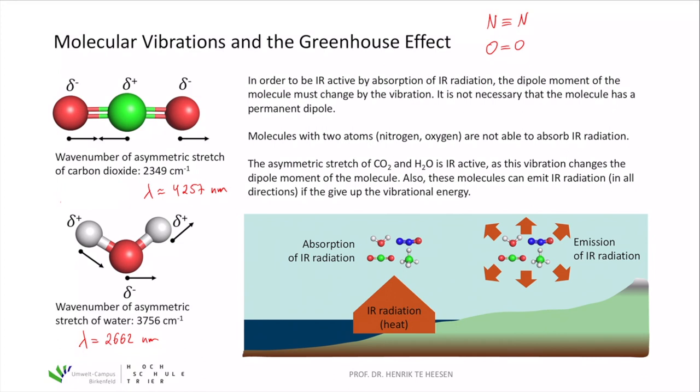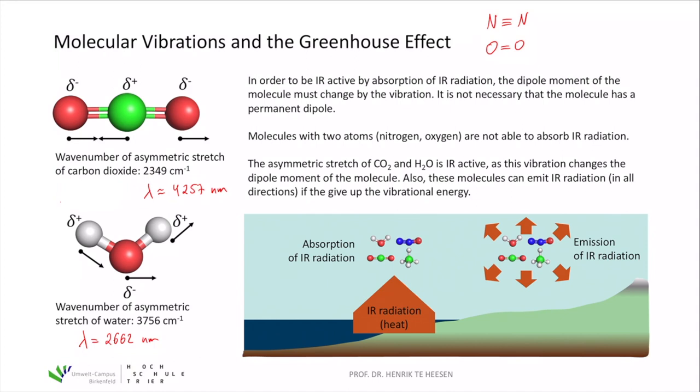So most of the atmosphere consists of molecules with just two atoms. Then we have argon, so just one atom. This also cannot contribute to IR radiation absorption. So most molecules of the atmosphere cannot contribute to this absorption and cannot contribute to the greenhouse effect. Just the trace gases like carbon dioxide, like water vapor, of course, we have methane and nitrous oxide. These molecules have more than two atoms, so at least three atoms, and they have IR active vibrations.